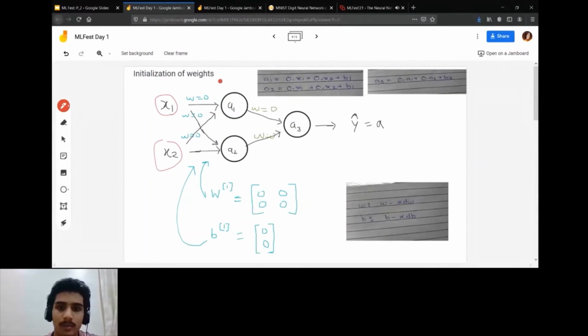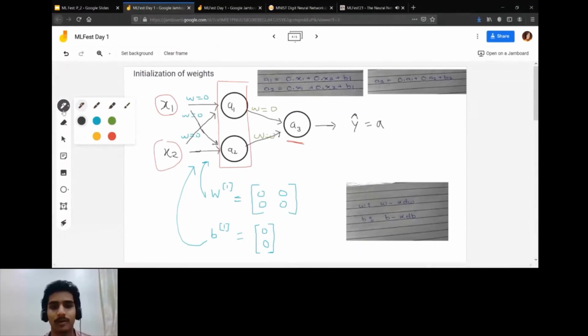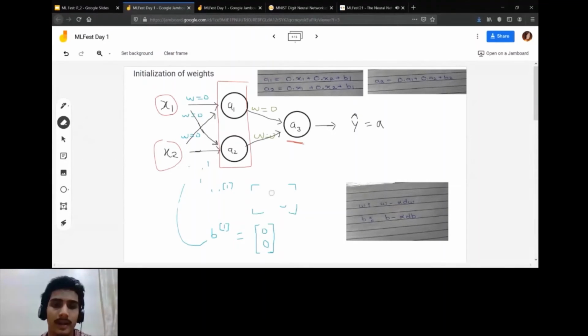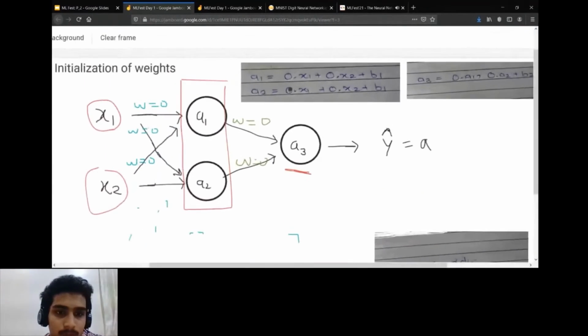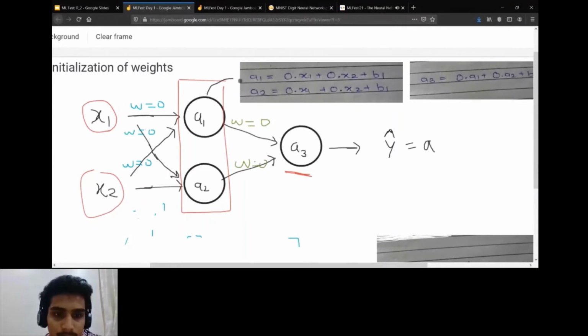So moving on to the Jamboard, let us consider another simple neural network. We have inputs x1, x2, a two-neuron hidden layer, and then we have output A3. Let us consider this simple example, and initialize the weights to 0 and see what happens. We initialized this weight to 0, this weight to 0, this weight to 0, and this weight to 0. Then upon solving, I guess the equations are visible.